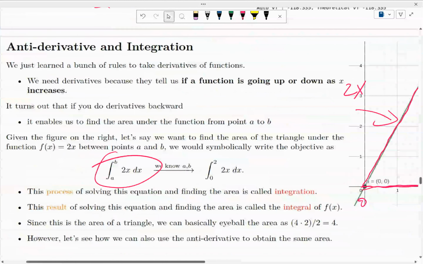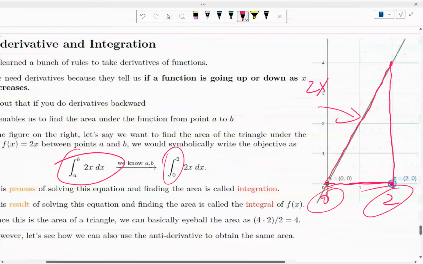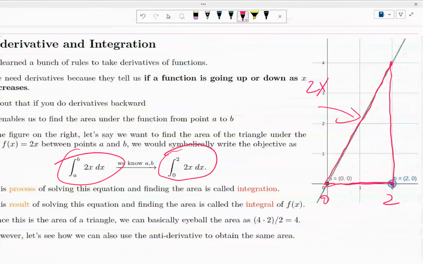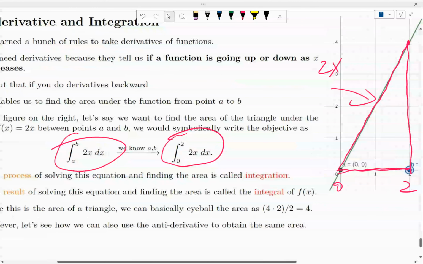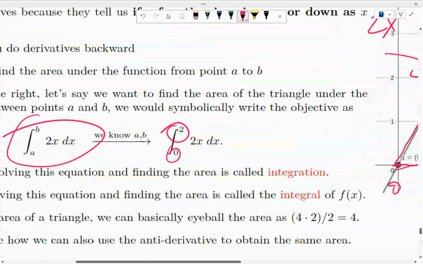And A, what was A and B? 0 and 2, right? 0 and 2. So we're trying to find the area. When you see this, it is symbolically telling us that we are trying to find the area of this function between the 2 points 0 and 2.